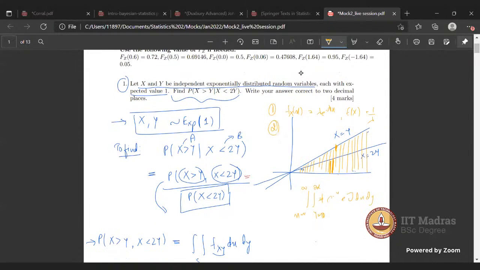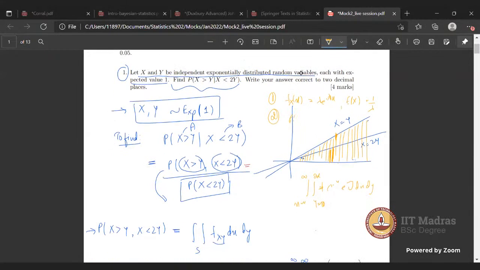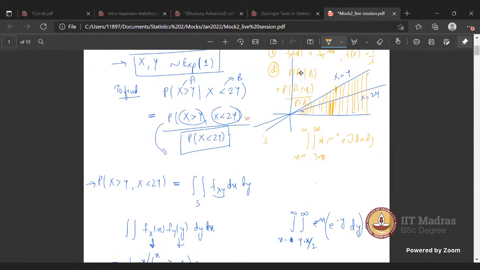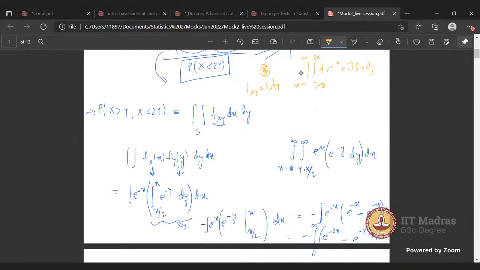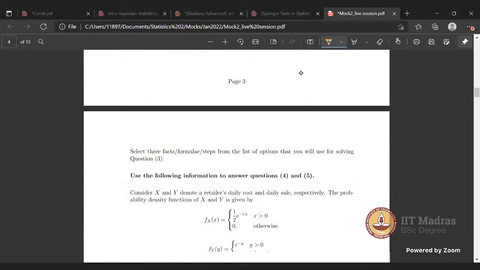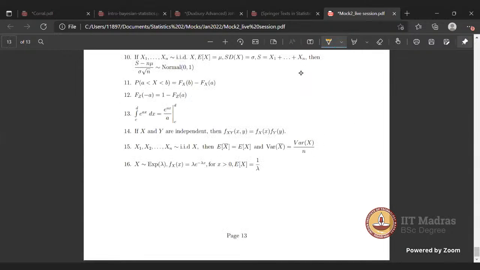Second thing that we have used is probability. If you have two events A and B, probability of A given B is given by probability of A intersection B divided by probability of B. We have also used the independence condition: if X and Y are independent, you can write f_XY as f_X times f_Y. So this is the third point. These three we are definitely using, and you can look at all the list of options that you have and select.